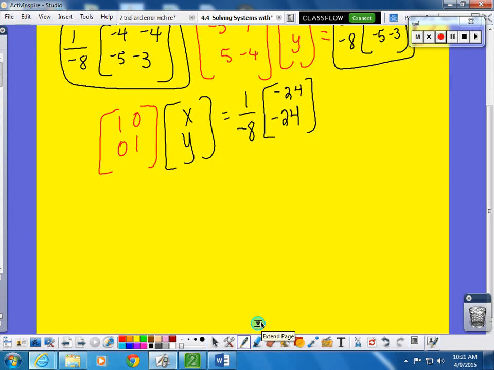Alright, what is the identity times anything? You told me a while ago. If I multiply a matrix times the identity, what do I always get? Itself. That's the variable I was solving for. Now, what if I multiply this by 1/8, or in other words, divide it by -1/8? What will I get?